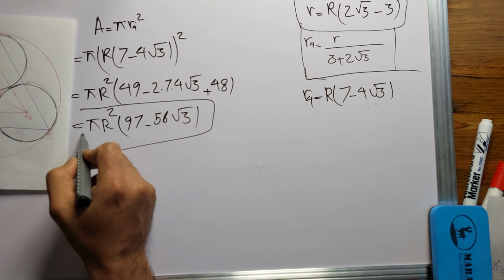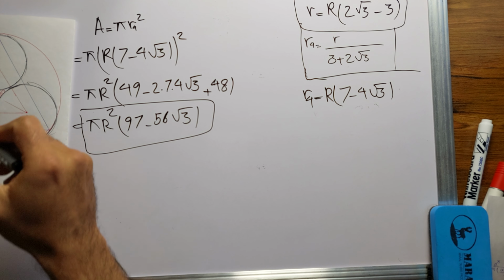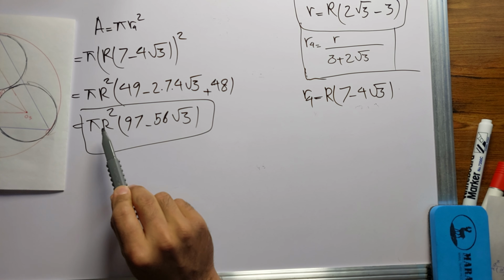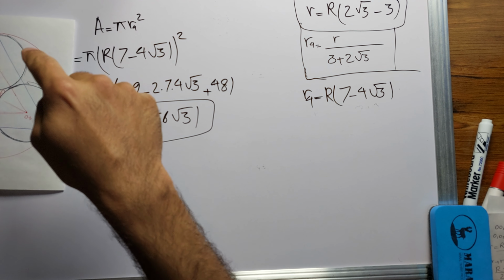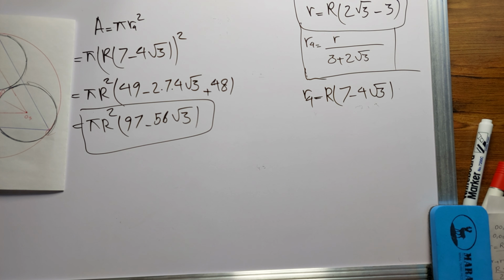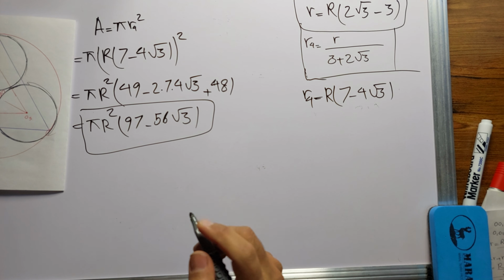So that's the final answer, and that's the area of this inner Soddy circle in terms of r. It means that whenever we have this setup here, we can say that the area of this inner Soddy circle equals pi r squared, where r is the radius of the bigger circle, times 97 minus 56 square root of 3. So that was a little time consuming, maybe a little difficult and layered, because it contained different approaches, geometry, different theories and theorems.